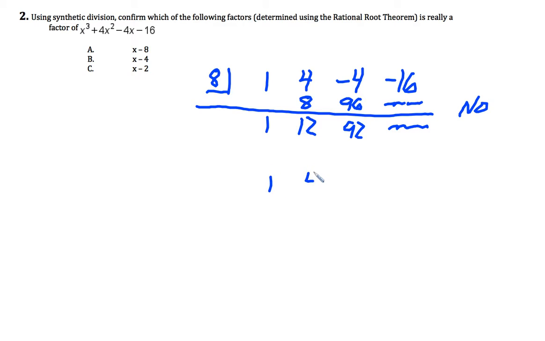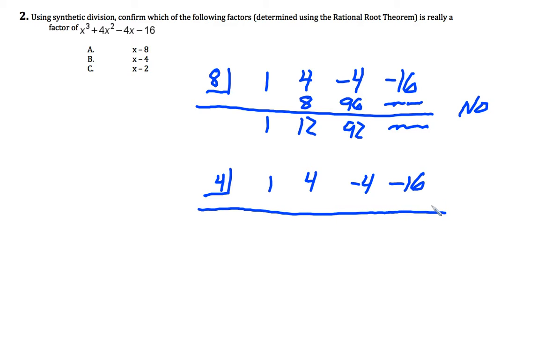Let's try it again. 1, 4, negative 4, and negative 16 being divided this time by x minus 4, which makes 4 sit in my balcony. We change that sign so we can add here instead of subtracting like we usually do in dividing. 1 plus nothing makes 1, 1 times 4 makes 4, 4 and 4 makes 8, 8 times 4 makes 32, 32 and negative 4 makes 28, 28 and 4 is some enormous number, and no point in going on because we have a remainder. This is not a factor.